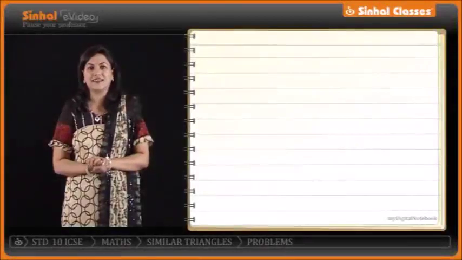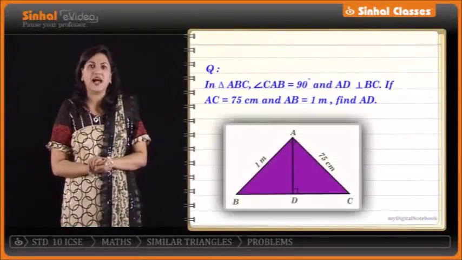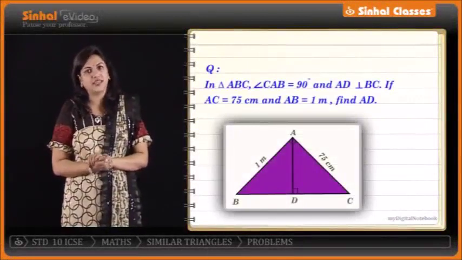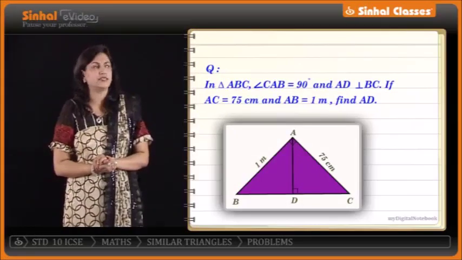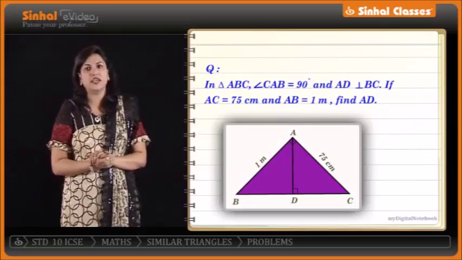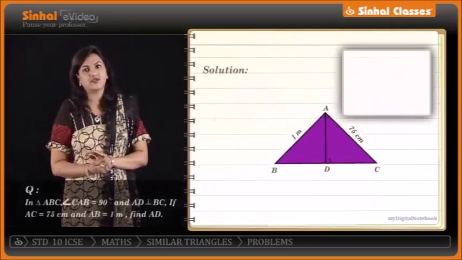Now let's look at the next problem. In triangle ABC, angle CAB equals 90 degrees and AD is perpendicular to BC. If AC equals 75 centimeter and AB equals 1 meter, find AD. Now let's draw this figure.